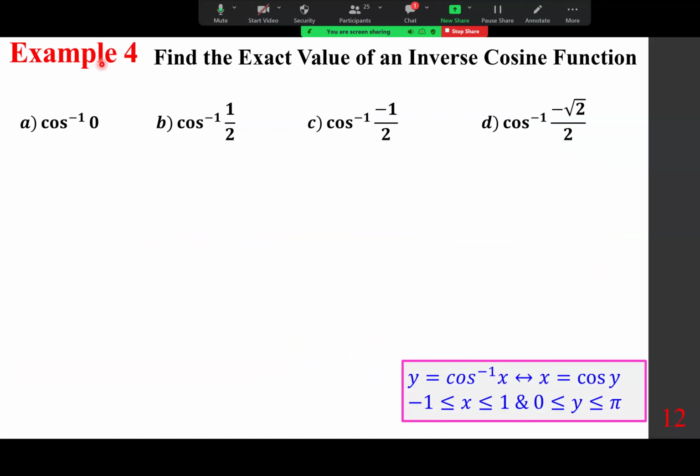Cosine inverse of 0. So we're going to find the exact answer. Those are common arcs. This one, we're going to write, let it be equal to theta. By definition, cosine theta is 0. We should know the answer is pi over 2.